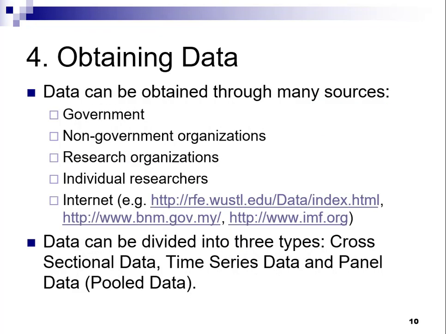The next step is obtaining the data. Data can be obtained through many sources: government, non-government, research organization, individuals, or others. Data can be divided into 3 types: cross-sectional data, time series data, and panel data. In this course, so far we mostly concern the cross-sectional data.